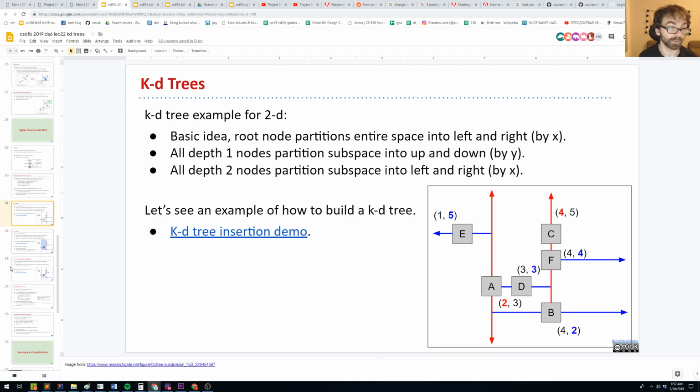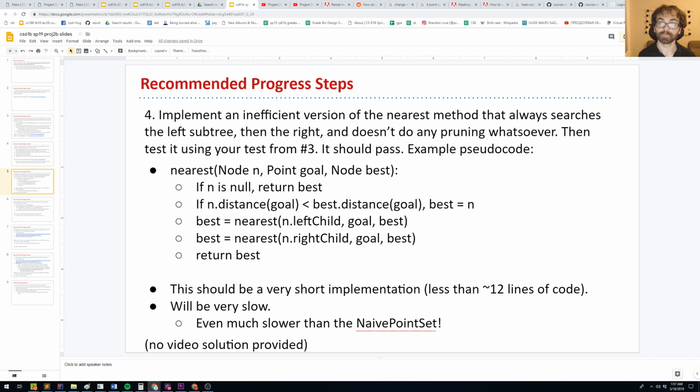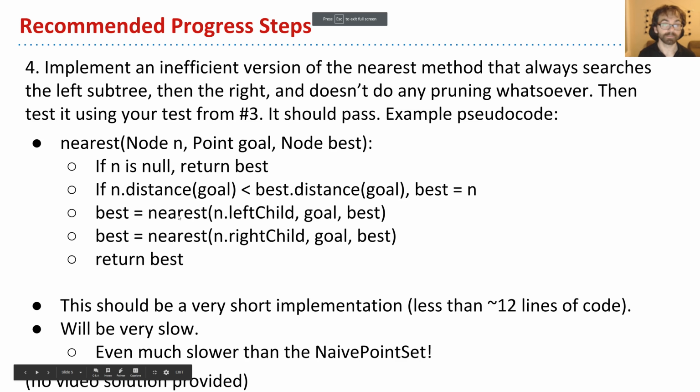Let's see, where are we at? In the lecture slides, this is an inefficient version of nearest. So I'm not going to talk through it. Well, actually I will. Why not? Okay, so this nearest method basically does the following. Given a current best, a node that you're searching, and a goal, if n is null, you just return the best because you're not going to do better. It's a null tree. If the distance to the goal given by this node is less than the distance from best to goal, then we should set best equal to n.